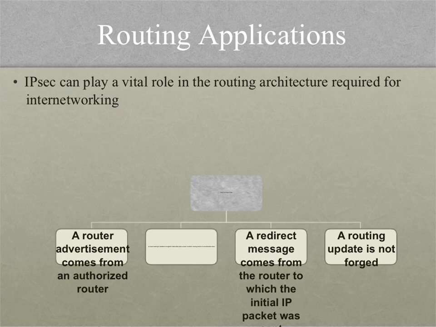So IPsec can play a vital role in the routing architecture. As we said, if there is any application that's not secure, this application can be used to inject some messages and corrupt or damage the network infrastructure. So IPsec is specially designed to secure routing level messages, like any kind of route advertisement. Remember there is something called route advertisement, route solicitation as part of IP version 6, and route updates.